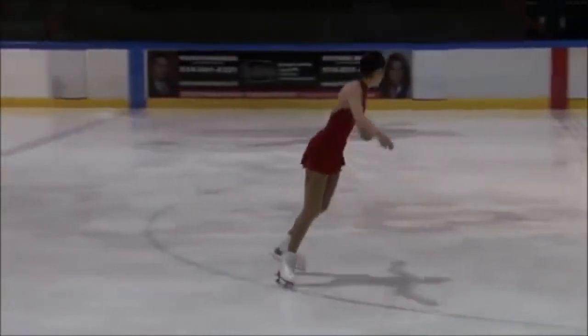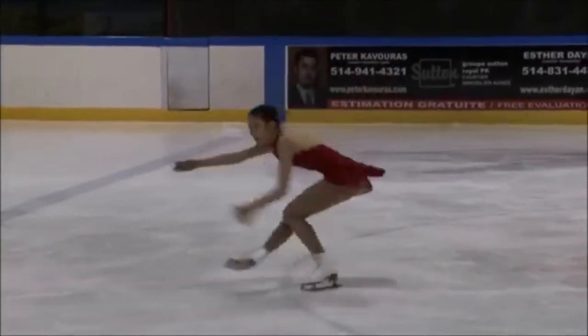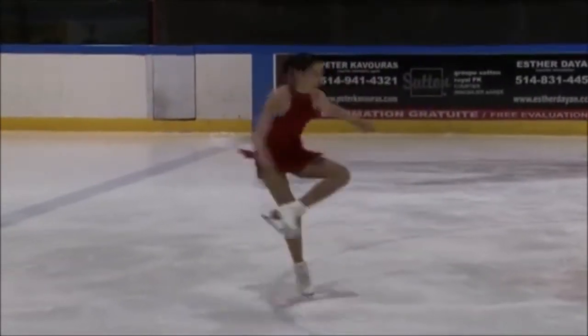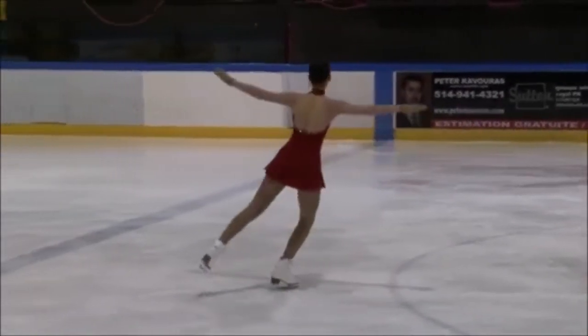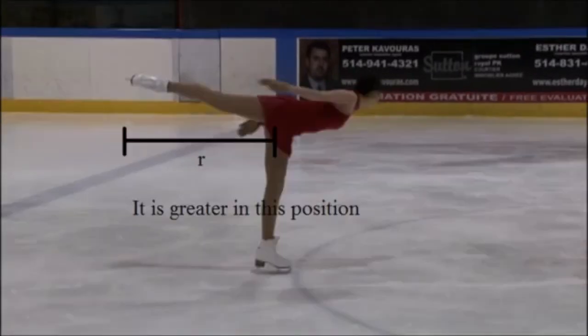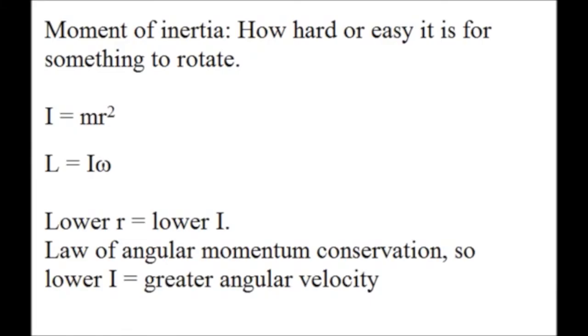Next up, change of position and change of foot in a spin. Here you have a combination spin with 3 positions, 2 on one leg and 1 on the other. Did you notice how my speed increased when I went from the first position to the second? Well, that's down to the moment of inertia. In the first position, the distance from the mass to the rotating axis is much greater than in the second position. So that means that the moment of inertia is less in the second position. If the moment of inertia is less, then the angular velocity is greater.